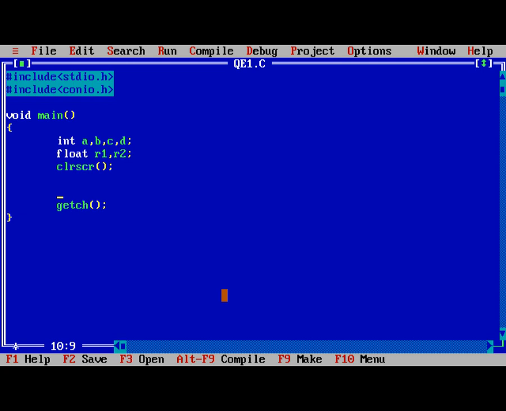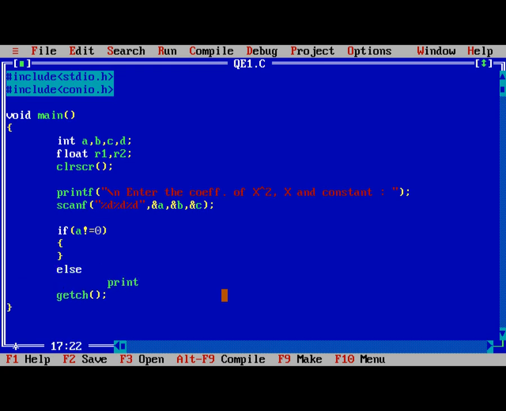Now we need to read the values. Printf: enter the coefficient of x square, x, and constant. Now scanf %d, %d, %d, ampersand A, ampersand B, and ampersand C. After reading it, initially we need to check A not equal to 0, then only this is possible. Otherwise this does not happen.